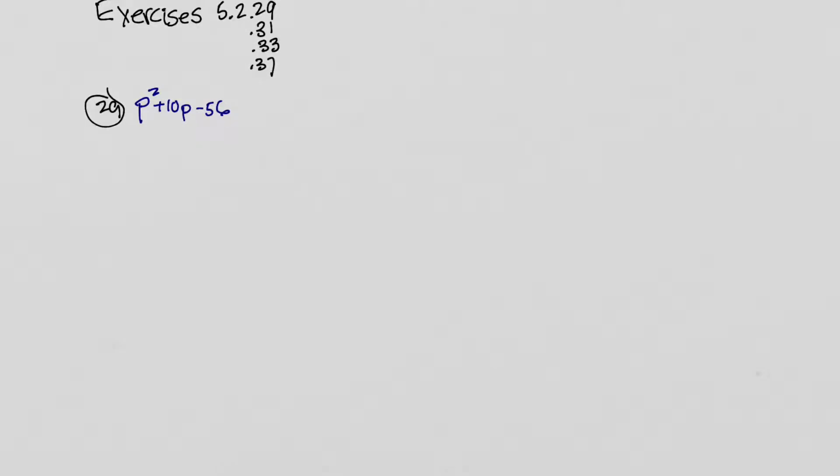Problem number 29 asks us to factor this trinomial. So we always start the same way. Is there anything common all the way through? All I see is a 1. We don't count those. And there's no p's all the way through.